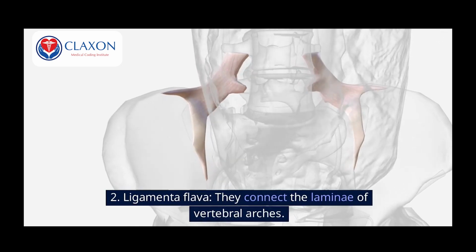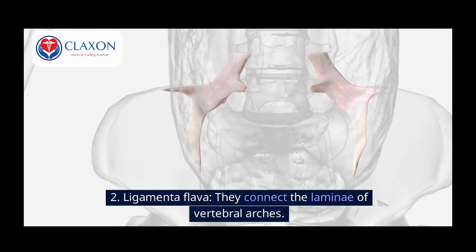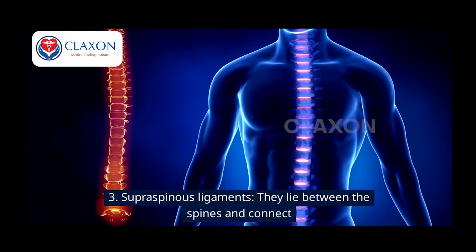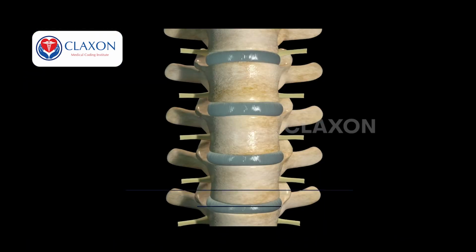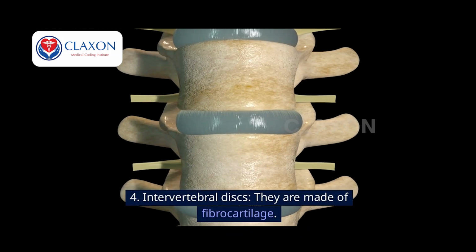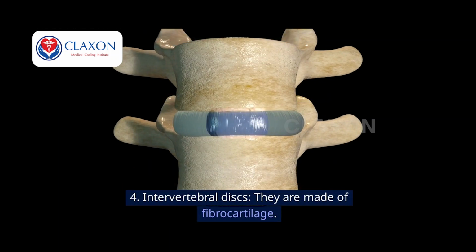2. Ligamenta flava, they connect the laminae of vertebral arches. 3. Supraspinous ligaments, they lie between the spines and connect them. 4. Intervertebral discs, they are made of fibrocartilage.